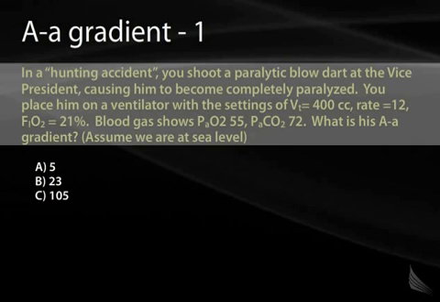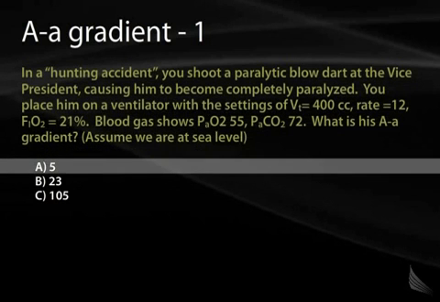When we do this, we find that his AA gradient is 5. We get an alveolar oxygen of 60 compared to his arterial oxygen of 55. 5 is a normal AA gradient, so we know that our vice president doesn't have a problem with his lungs. The only problem is that he's hypoventilating and his PaCO2 is too high. The treatment for this patient would just be to turn up the respiratory rate on his ventilator and increase his alveolar ventilation.